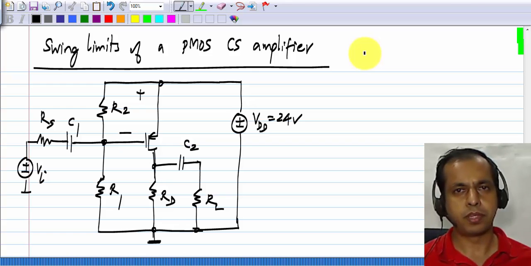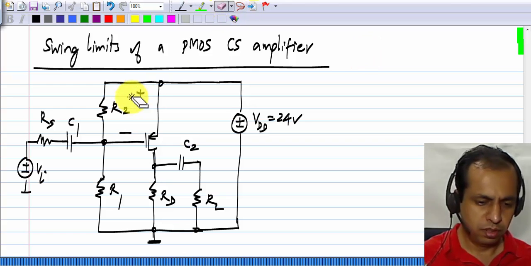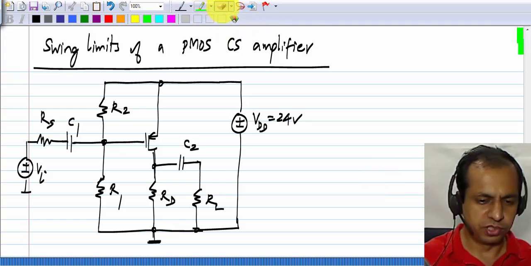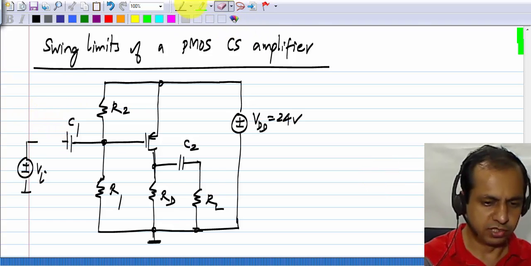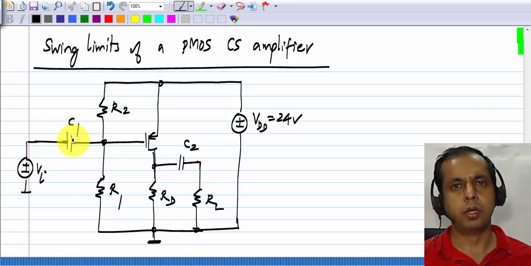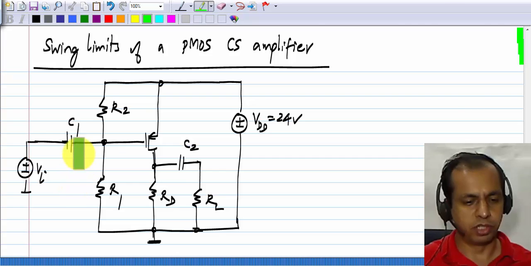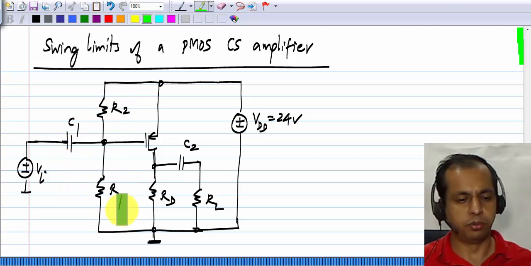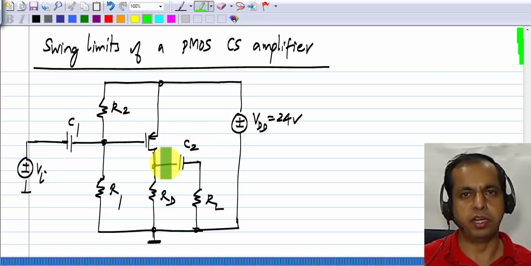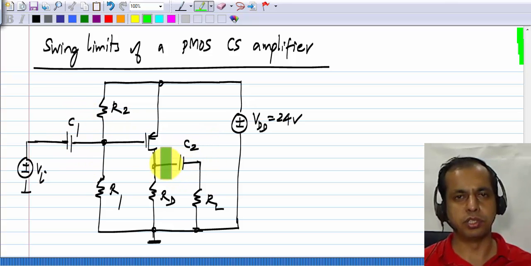Now this is the PMOS common source amplifier, and in this case, just for simplicity, I will remove this RS. Although the calculations are exactly the same even with RS, we always get this additional division of voltage between RS and R1 parallel R2. I will eliminate that, and I will also assume that C1 and C2 are very large so that we can consider them to be short circuits.